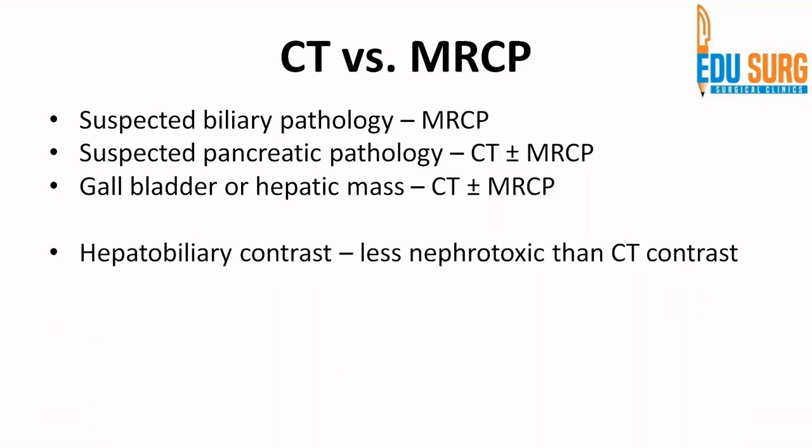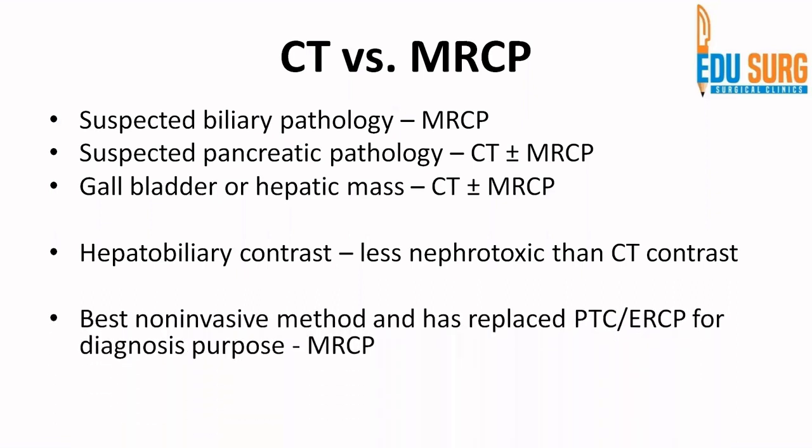Like I already said, hepatobiliary contrast of MRI is less nephrotoxic and gives excellent details. And that is why MRCP is the best non-invasive method and has replaced PTC and ERCP for diagnosis purpose. Again, a very commonly asked question: if you only want a diagnosis, then MRCP scores over PTC or ERCP. The next step after MRCP is endoscopic ultrasound. When you go into therapies, that is where PTC and ERCP come into picture.